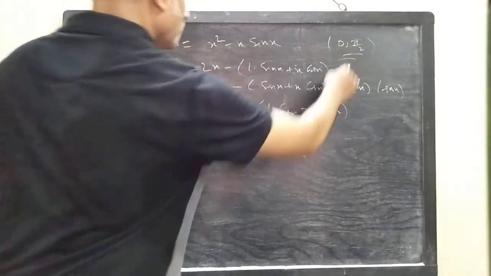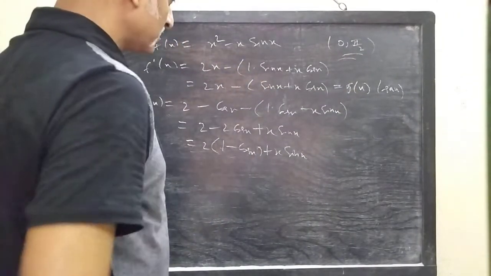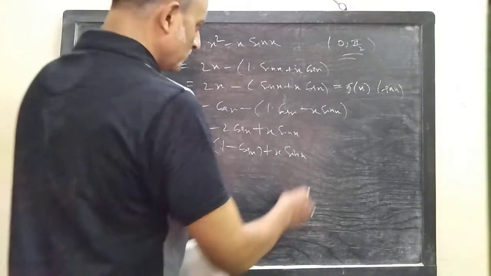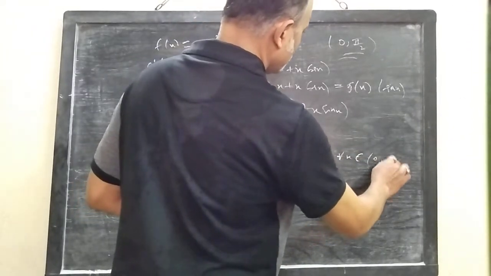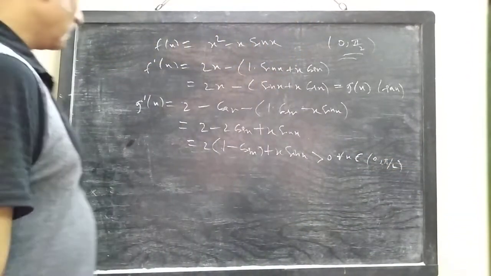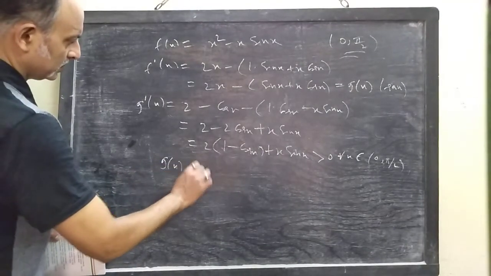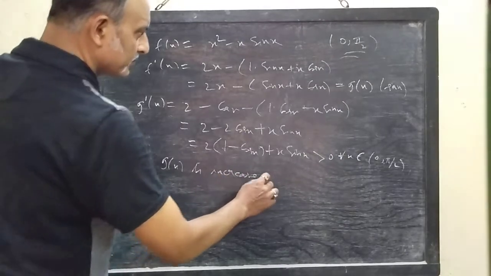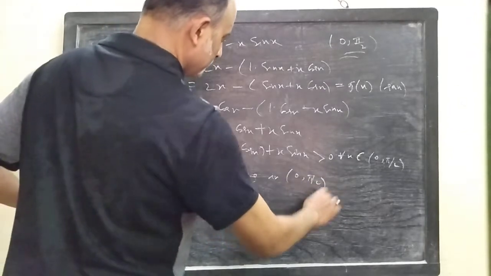Now when x belongs to 0 to pi by 2, then 1 minus cos x is positive as well as x into sin x is positive. So you can say this is greater than 0 for all x belongs to 0 to pi by 2. So you can say g x is increasing in 0 to pi by 2.